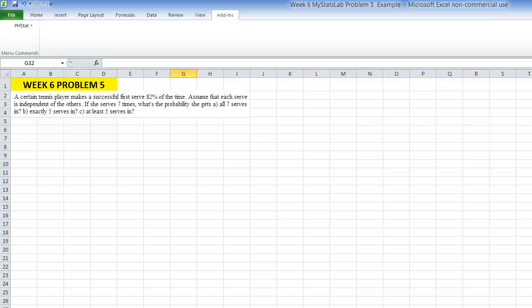Welcome to week 6, and this is an example for problem number 5. A certain tennis player makes a successful serve 82% of the time, assuming that each serve is independent of the other. If she serves 7 times, what is the probability that she gets?